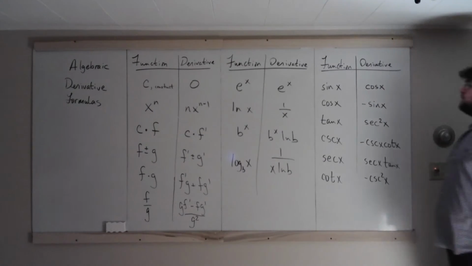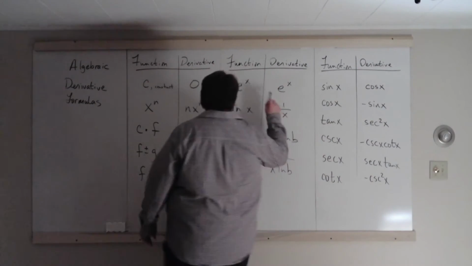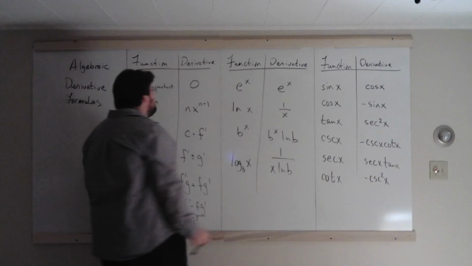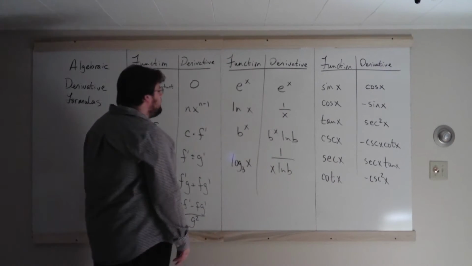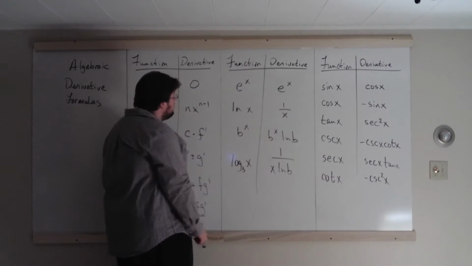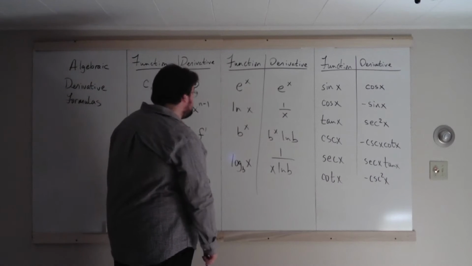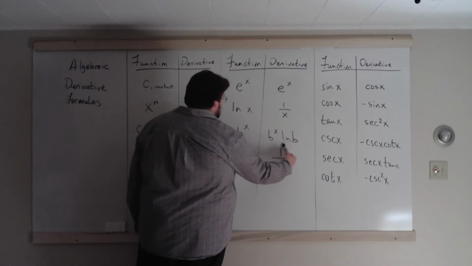Next, derivative of an exponential function. e to the x with base e is itself. Derivative of e to the x is e to the x. Derivative of natural log of x is 1 over x. Derivative of a general exponential function, b to the x, where b is a constant and x is a variable, is b to the x times the natural log of b.